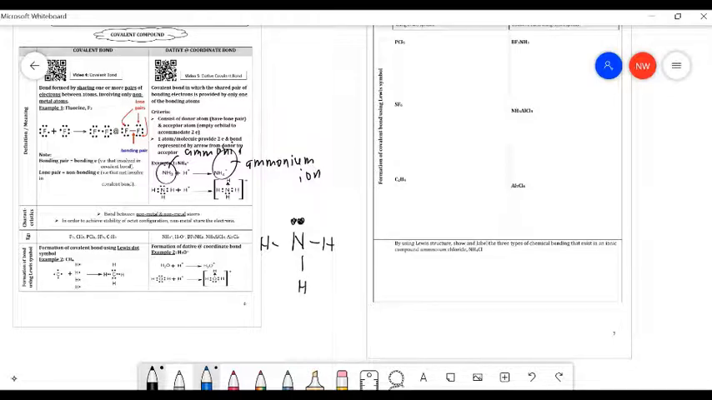Alright, and then it will react with the H+. H+ doesn't have any electrons. So only the nitrogen will donate the lone pair electrons to the H+ and form a dative bond with the H+.